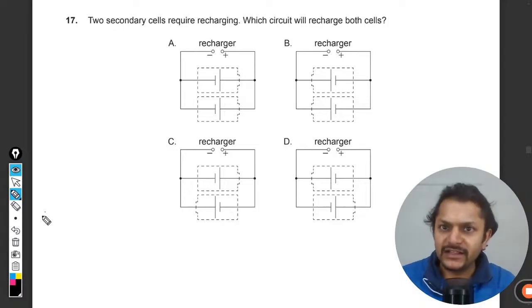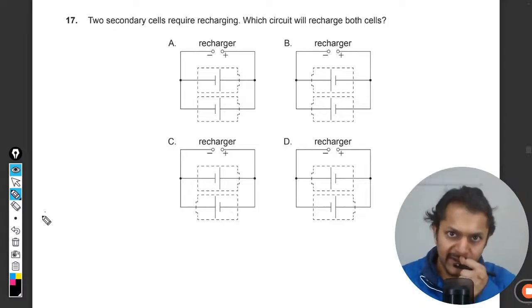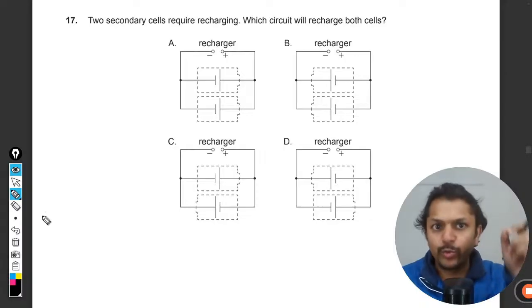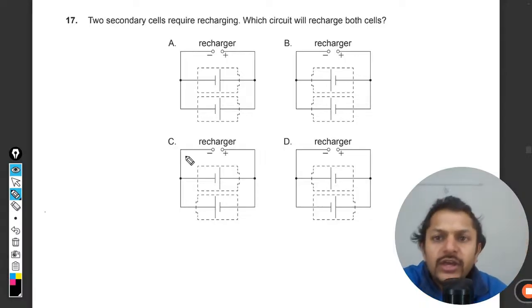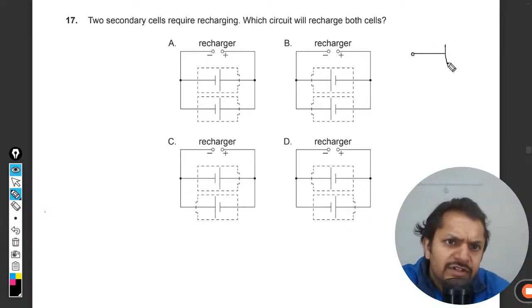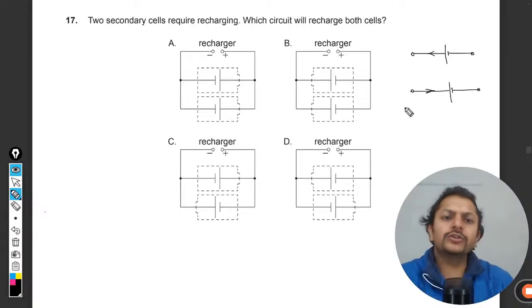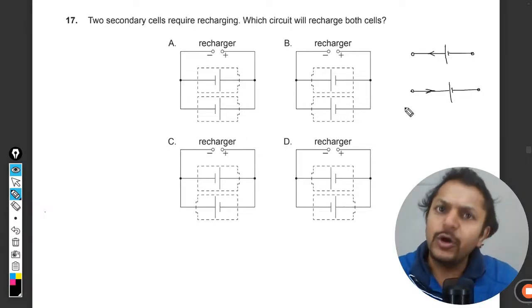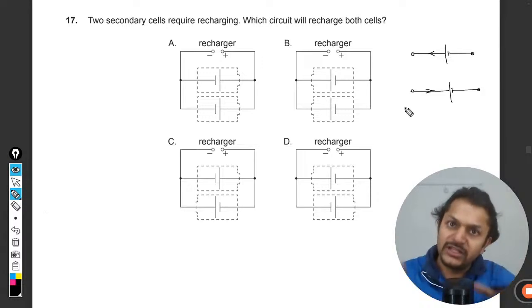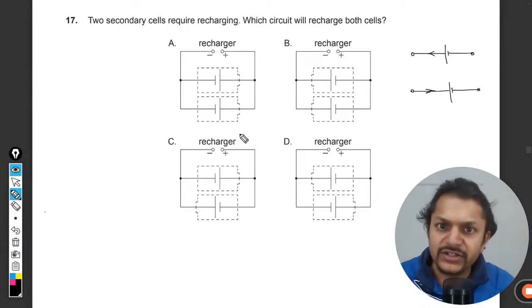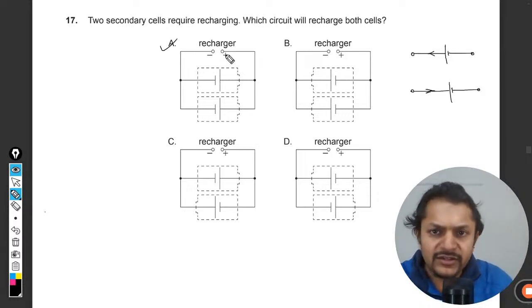Okay, dear student, let us see what is there in this question. Two secondary cells require recharging. Which circuit will recharge both cells? This seems to be an easy question. Discharging of a cell means that the current will be like this, and charging of a cell takes place when the current is entering into the battery. When the current is going opposite, the opposite chemical reaction takes place within the batteries, and hence the charging takes place. So clearly A will be the correct answer.